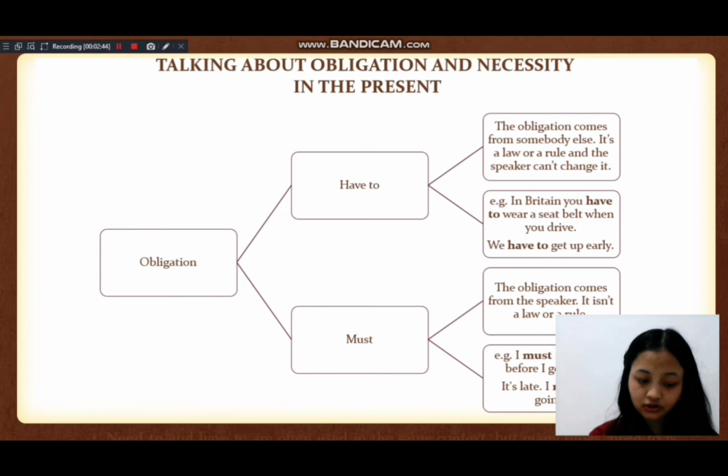Meanwhile, with must, the obligation comes from the speaker. It is not a law. For example, I must finish this before I go home. It's the speaker's own internal rule that we must follow. For example, in Britain you must wear a seat belt when you drive.